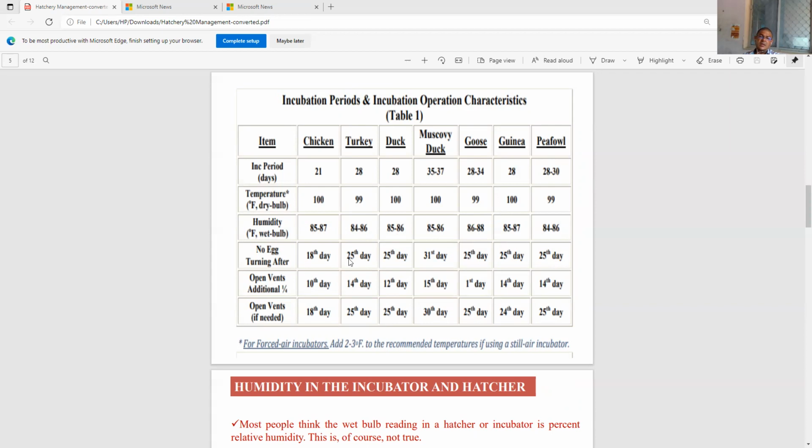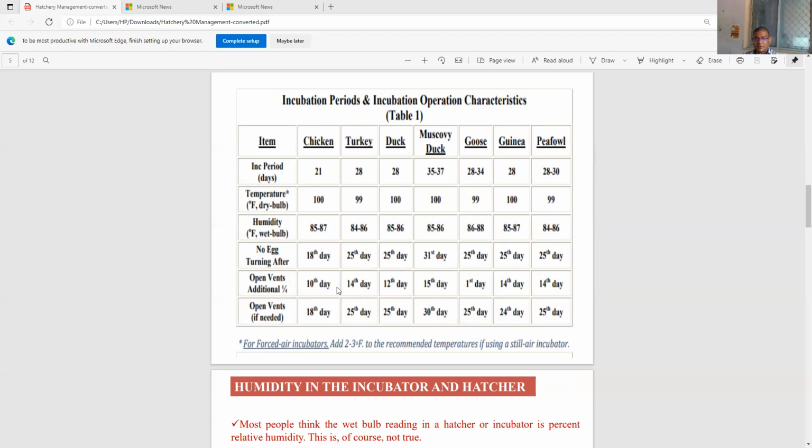There is no egg turning after 18 days in chicken, whereas in the case of turkeys, ducks, goose, guinea, and peafowl, there is no egg turning after the 25th day. In the case of Muscovy ducks, there is no egg turning after the 31st day.